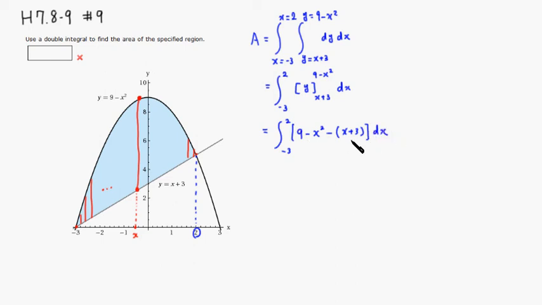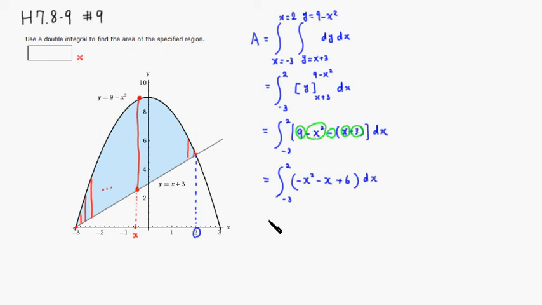I'm going to clean this up a little bit. So this is going to be equal to the integral from negative 3 to 2 of negative x squared, minus x, and then 9 minus 3, so plus 6, with respect to x.